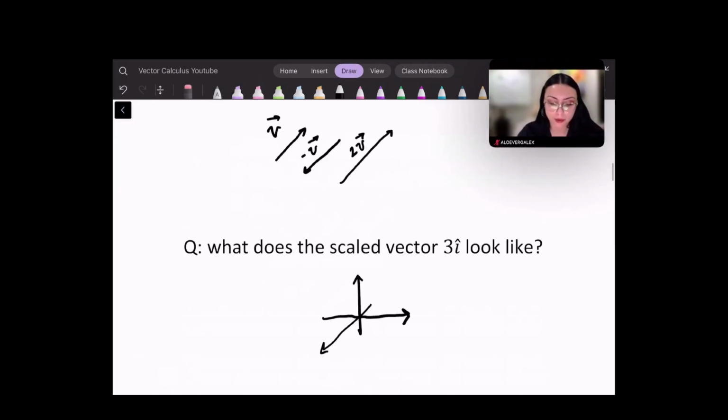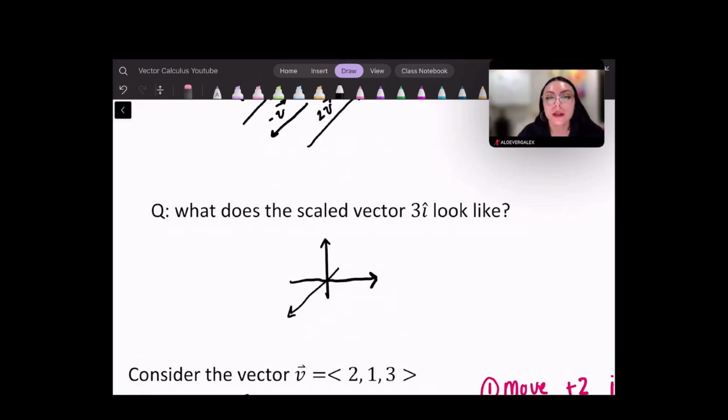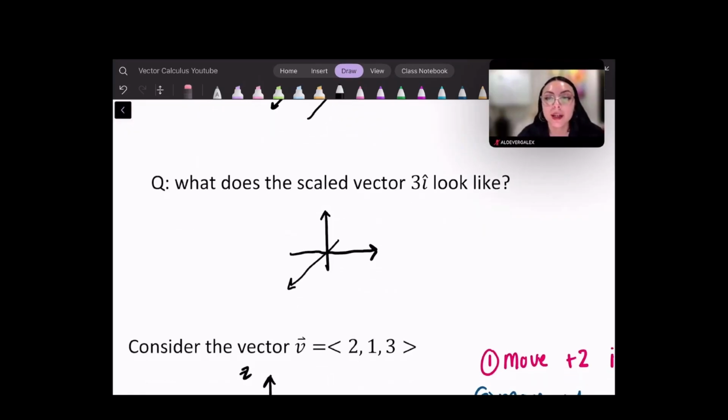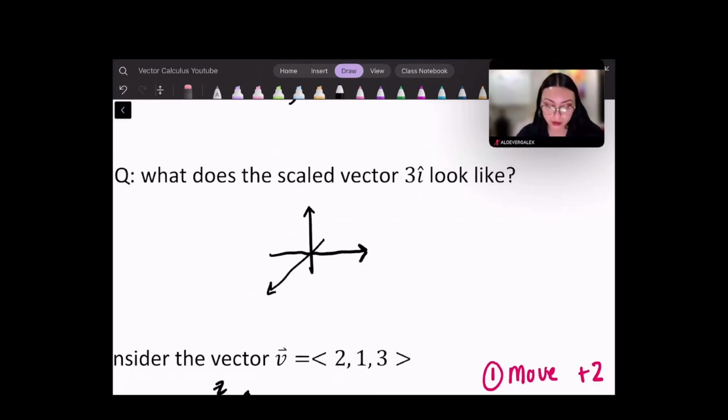So let's do an example. Now, what does the scaled vector 3i hat look like in 3 space? Well, first, we know that i hat is the coordinate basis vector that points along the positive x-axis. So let's start there. Now this factor of 3 tells us that we want to stretch this i hat basis vector by 3 units. So we have 1, 2, 3, and that's about 3i hat, right?